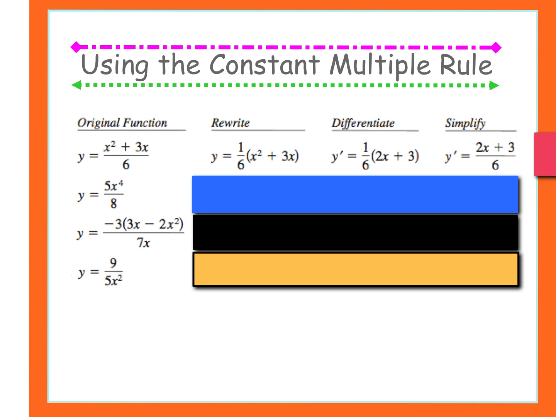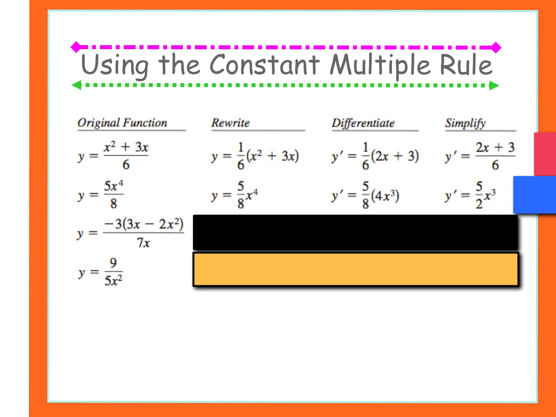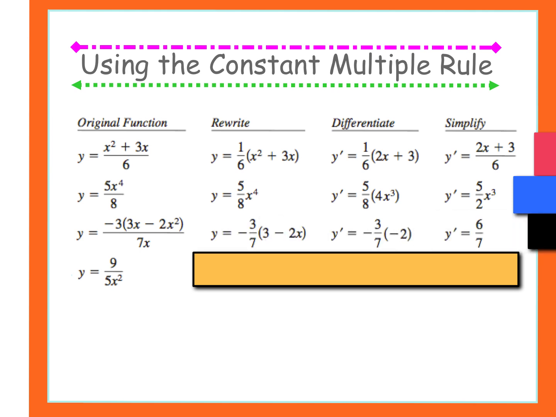On this next one, I got 5x to the 4th over 8. And again, what could I pull out front with my constant multiple? I'd go 5/8. And on this next one, it looks like you have to do quotient rule. However, you don't, because what do all the terms have in them? An x. So what could cancel out on all of them? An x. And then what would the constant multiple be out front? A negative 3/7. Then you'd take the negative 3/7, and you'd still have the 3 minus 2x, and then we could differentiate from there.